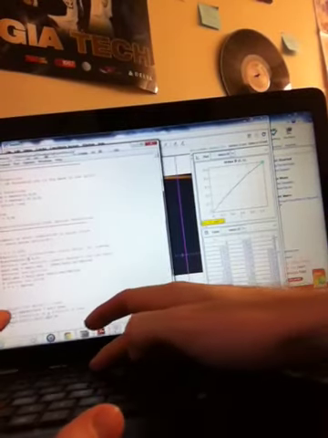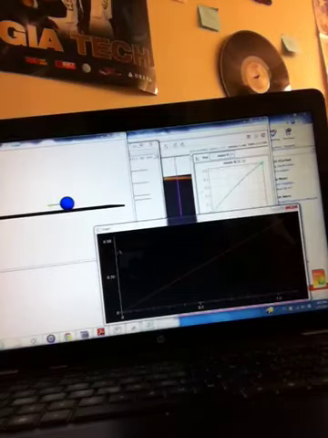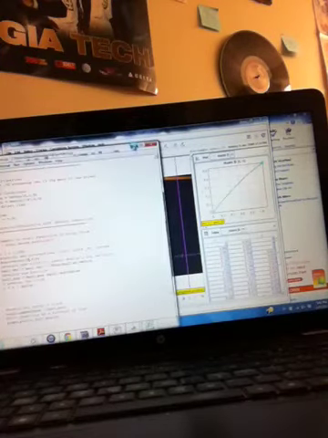Here, let's run it and see how it works. So you can see that it's a linear graph, it's moving to the right just like the can.